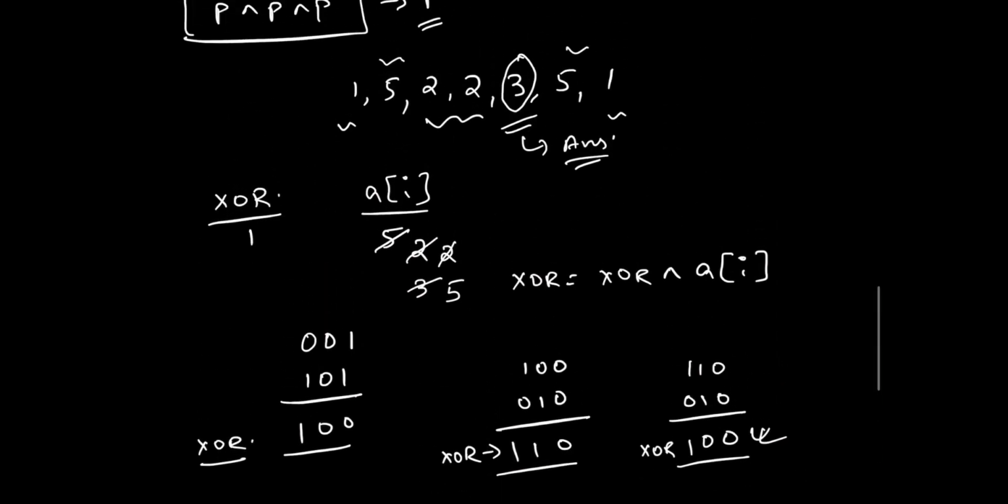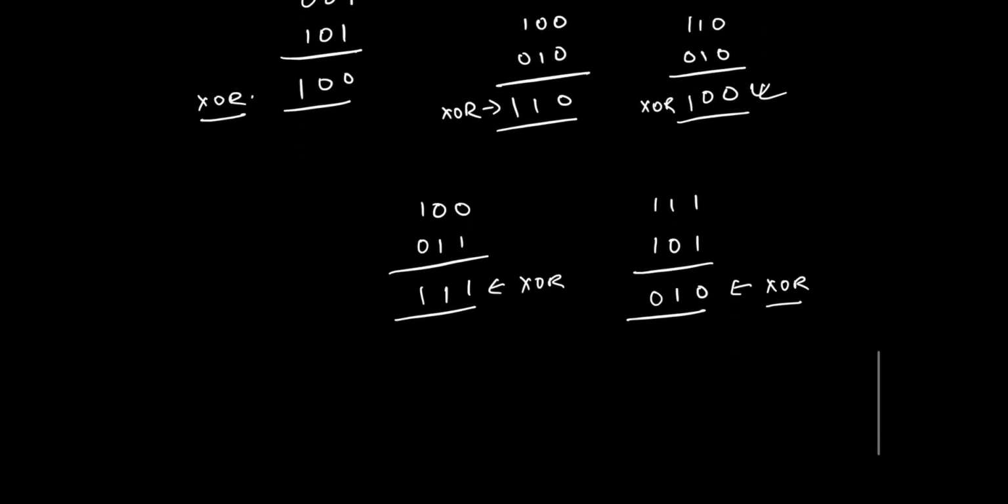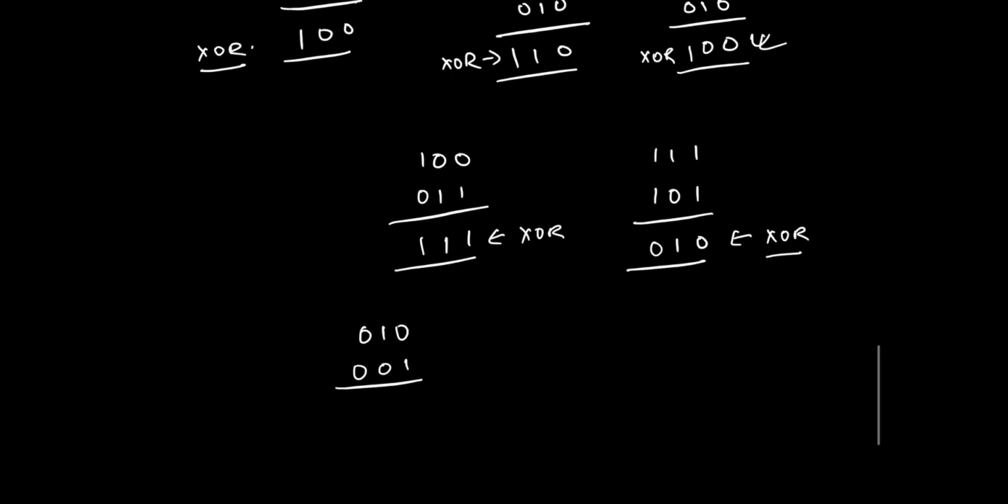Next element, which is the last element, I think, yes, it is 1. So let's do a XOR. 010 XOR 001: 0 XOR 0 is 0, 1 XOR 0 is 1, and 0 XOR 1 is 1. So this is the binary representation of 3. This is my XOR now, and this is my answer as well, since I have scanned all the elements.